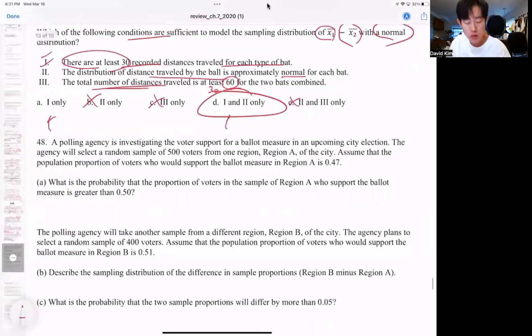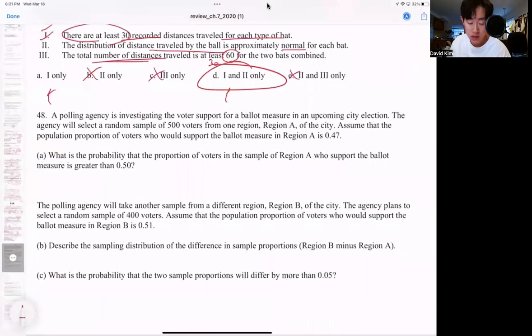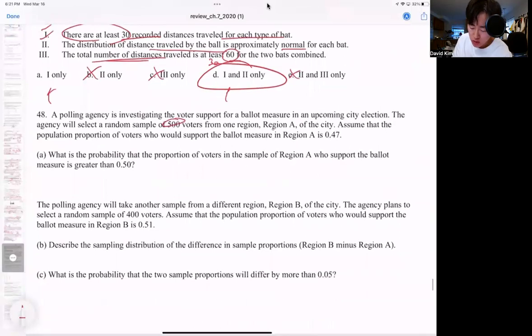48. And I can't believe we are now finally at the end of this question. A polling agency is investigating the voter support for a ballot measure in an upcoming city election. Sample of 500, region A. We have the proportion, which is 0.47.